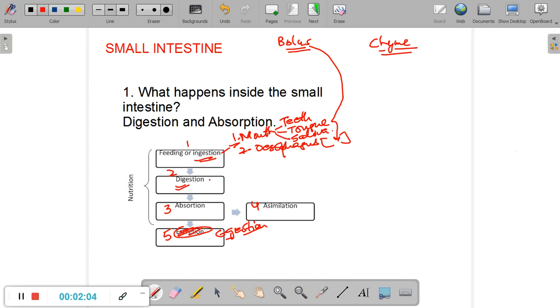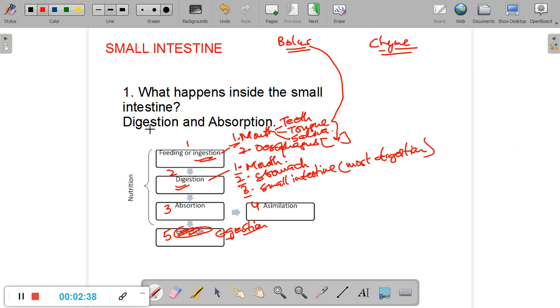Now, where does digestion begin? The digestion begins in the mouth. I hope you remember. And then the second organ where digestion continues is the stomach, right? And the third and last organ that is involved in the process of digestion, where most of the digestion takes place, is the small intestine, which we will study today. So the small intestine is the place where most of the digestion takes place.